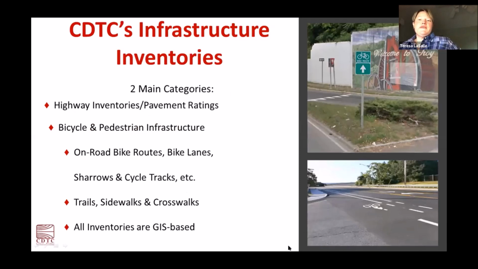So we have the first slide here, CDTC's infrastructure inventories. There are two main categories of infrastructure data that we collect. One is the highway inventories and pavement ratings. Those are the same things. We just use those terms interchangeably. And that speaks a lot to what Jacob just presented. And the second are bicycle and pedestrian infrastructure inventories, and we have several of these: on-road bike routes, bike lanes, sharrows, and cycle tracks, and other in-pavement bicycle infrastructure, trails, sidewalks, and crosswalks. Some of these are inventories that we've had for a long time, and others we've just built recently, and all of these inventories are GIS based. Next slide.